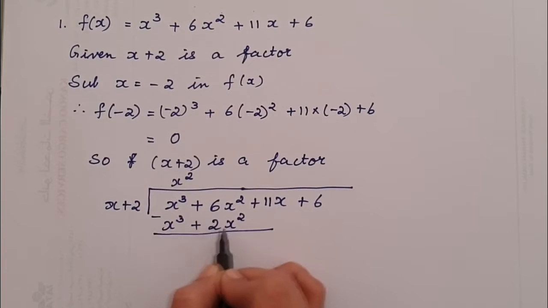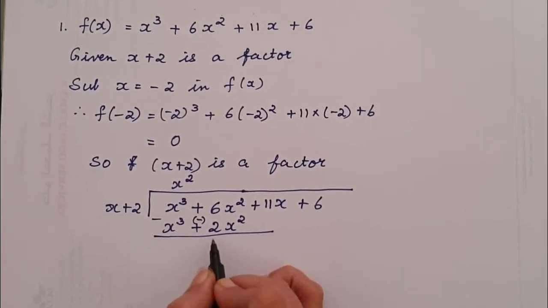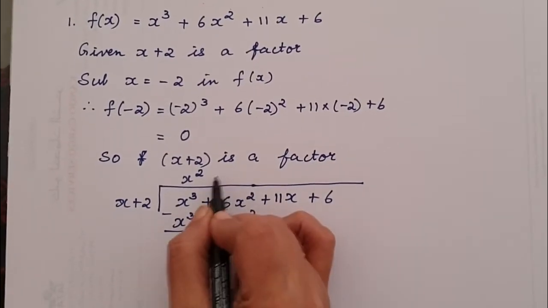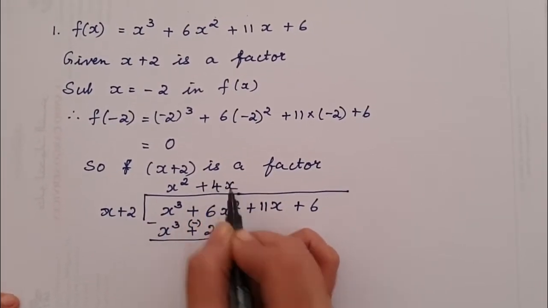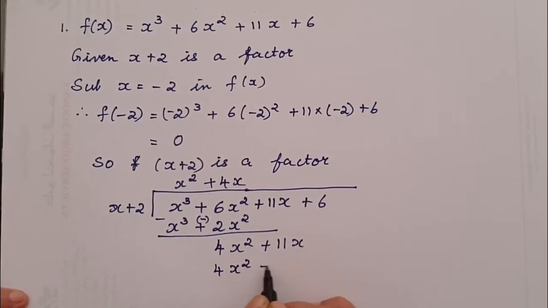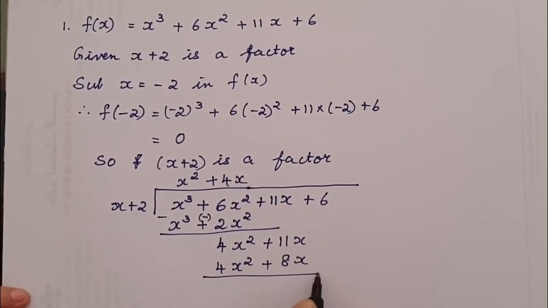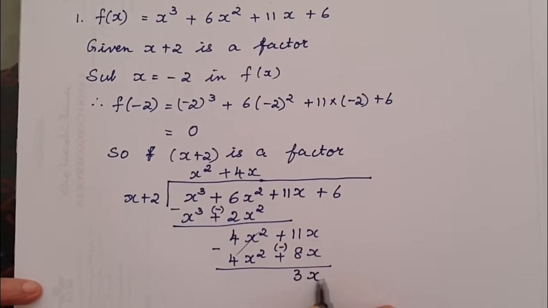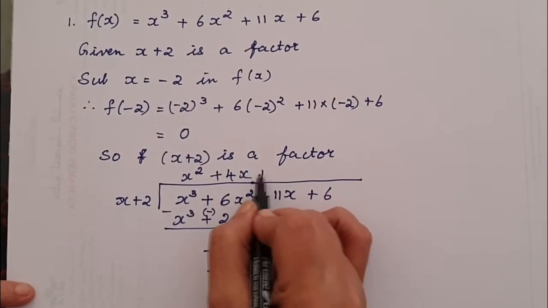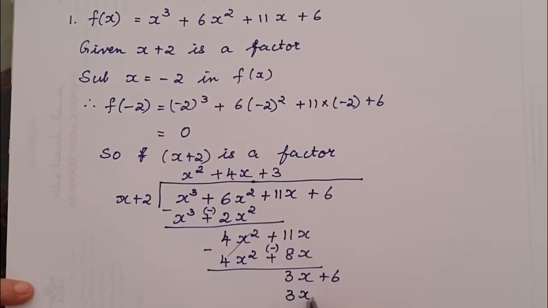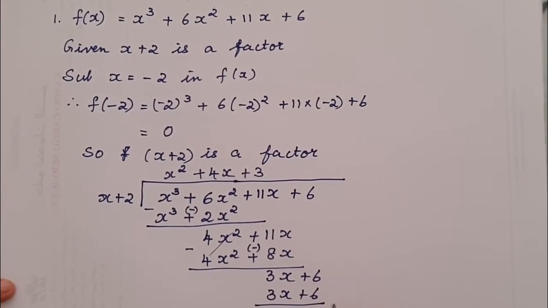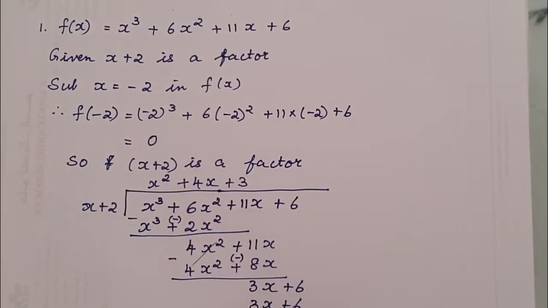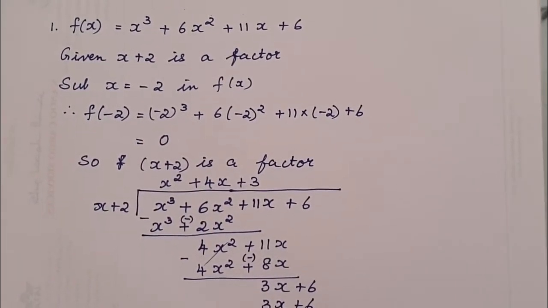Now subtract it. It comes as 4x squared plus 11x. Then in order to get this, you have to multiply with 4x. So it is 4x square plus 8x. Again subtracting it, this gets cancelled. This is with negative, so it is 3x plus 6. So it will be plus 3. So now 3x plus 6. When we simplify it, you get a 0. So when it is a factor, f of negative 2 is 0. In the same way, we see that the remainder is also 0.